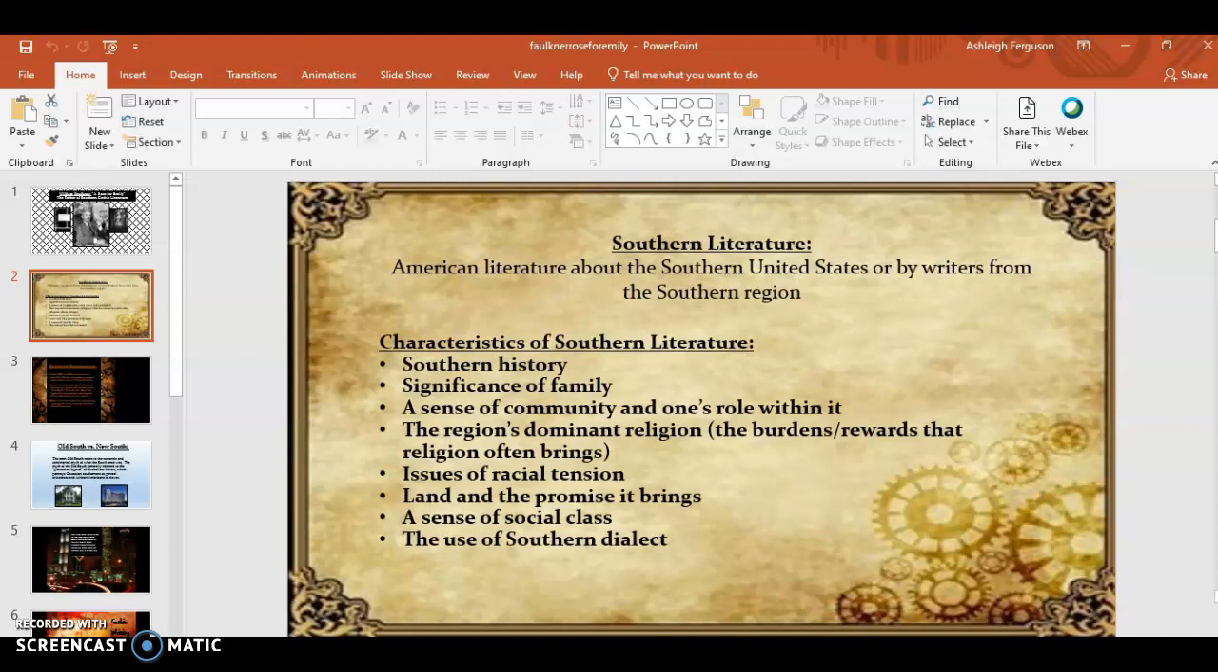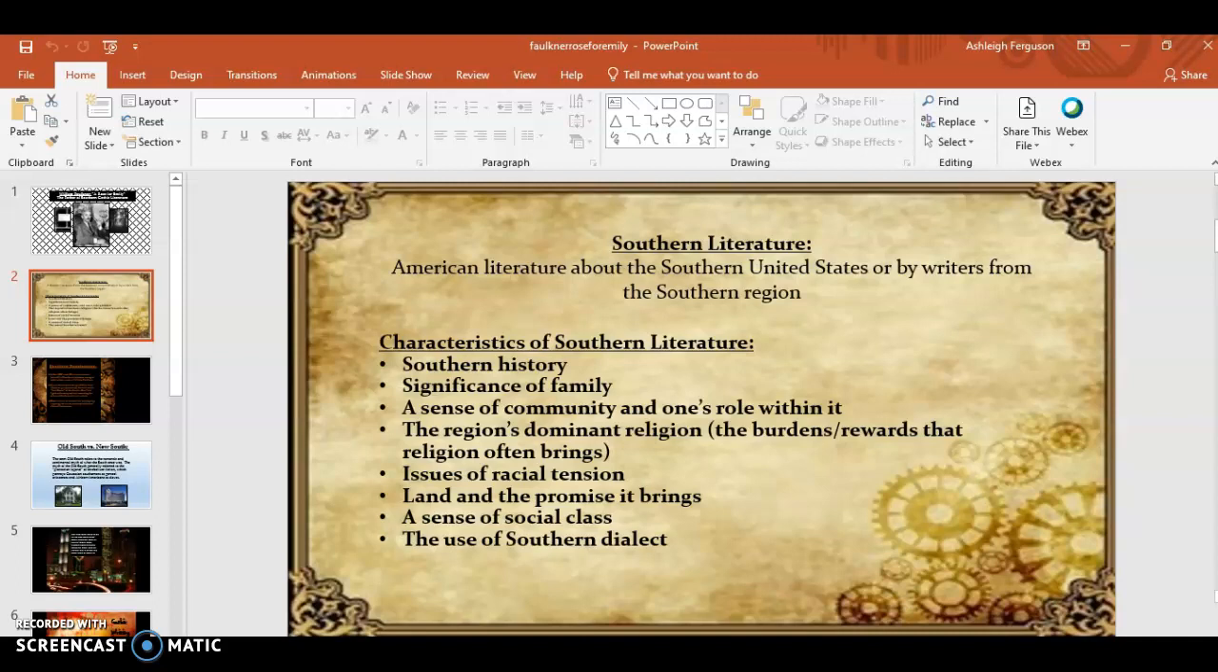You're going to notice in this listing, most of these characteristics fit with A Rose for Emily: Southern history, a significance of family, especially the family name and wealth associated with it, a sense of community and one's role within it, the region's dominant religion, and we see that really with Protestant, Methodist references. Issues of racial tension: we do have terminology, names that would have been considered acceptable during the late 1800s, early 1900s, but in today's society, they are considered racial slurs, and we wouldn't use them in reference to Black people, African American people.